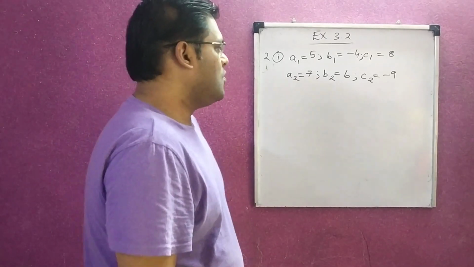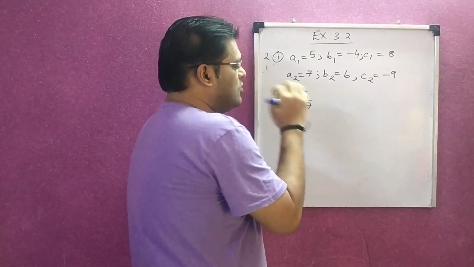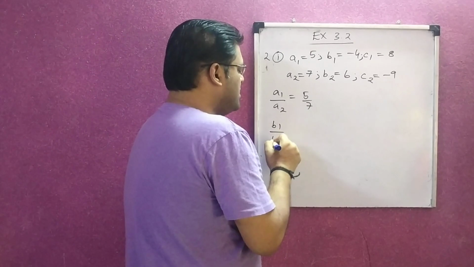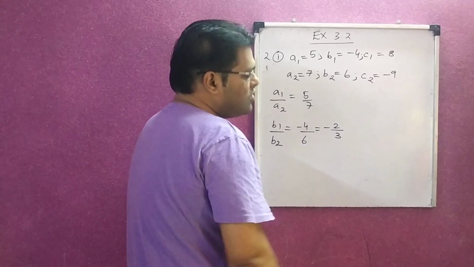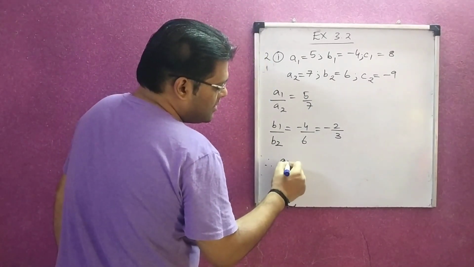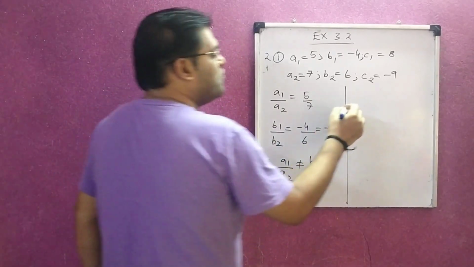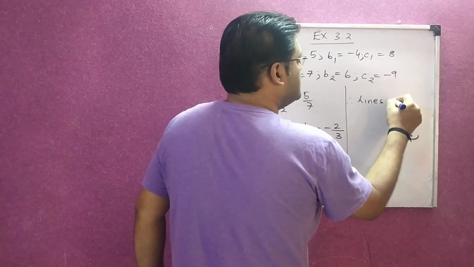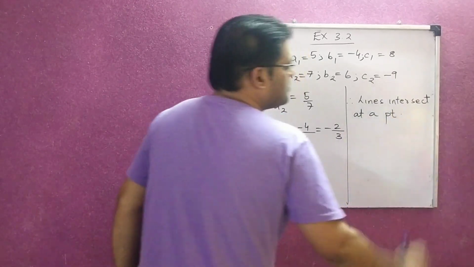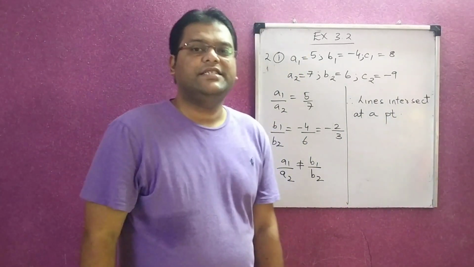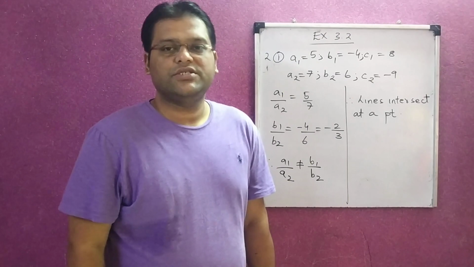Now always start with the ratio A1 upon A2. That means A1 upon A2 is 5 upon 7. B1 upon B2 is -4 upon 6. I can reduce this to become -2 upon 3. So here I find that A1 upon A2 is not equal to B1 upon B2. Therefore, lines intersect at a point. What is it? Lines intersect at a point. Please take down this much, then we can proceed to question 2.